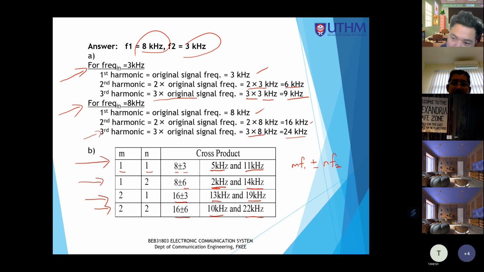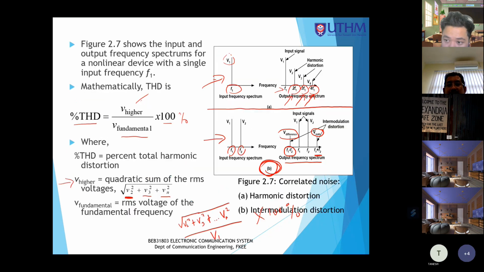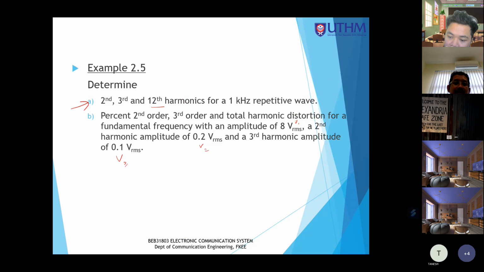So remember, kita akan produce V difference located at these frequencies, and V sum located at these frequencies. Remember, kita ada V difference and also V sum. Kalau kamu lihat tadi dalam gambar tadi, V sum and V difference, this one. So these are the location of the cross product.